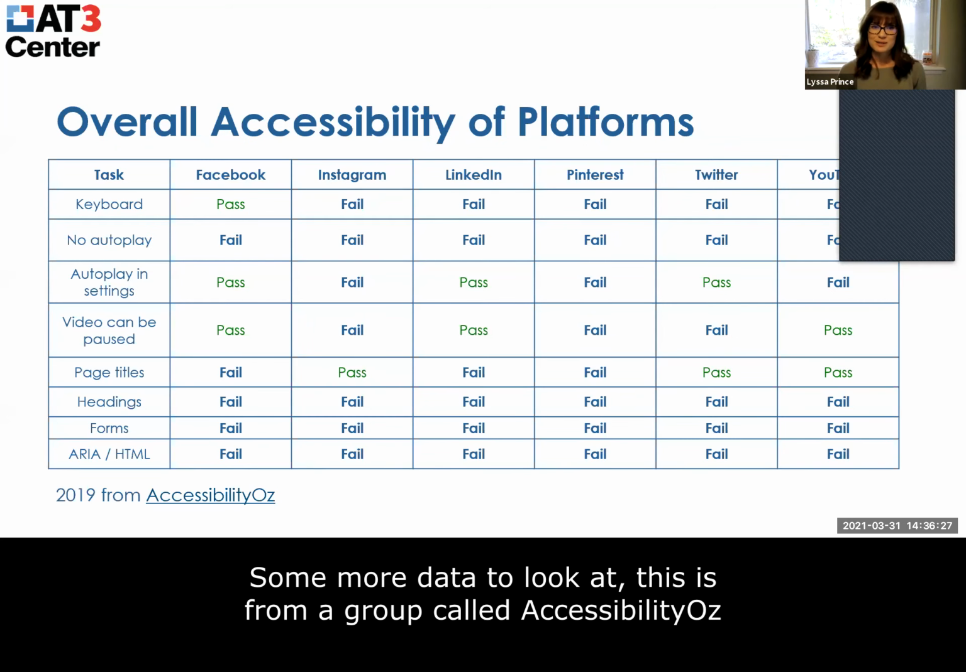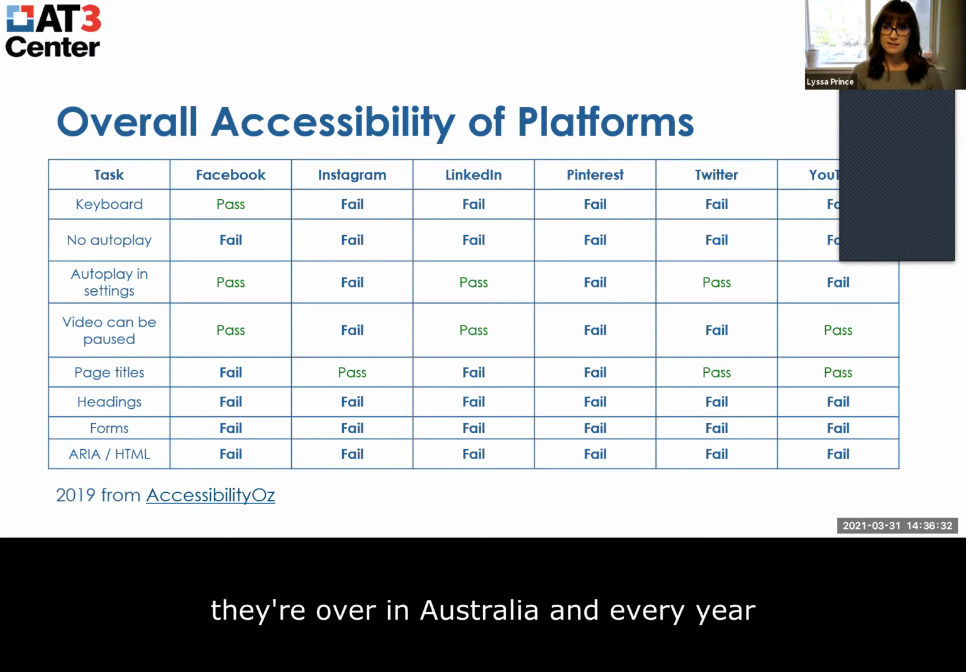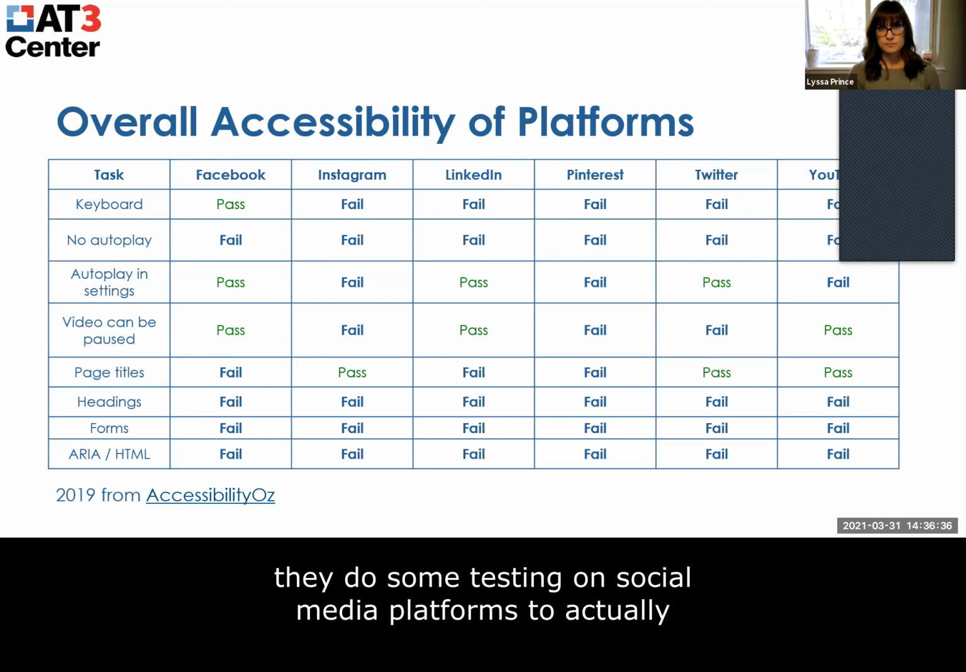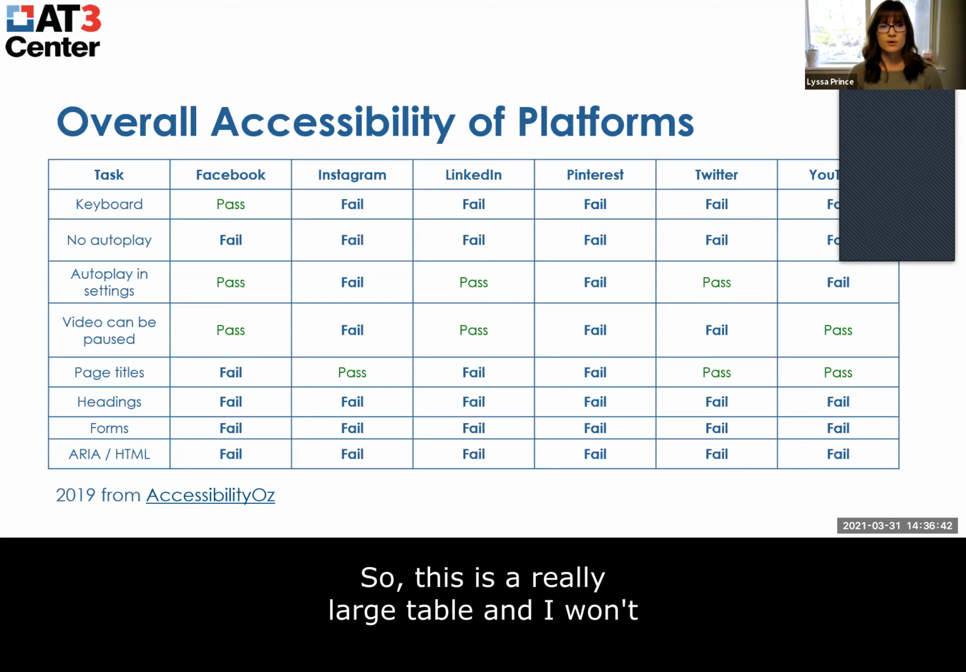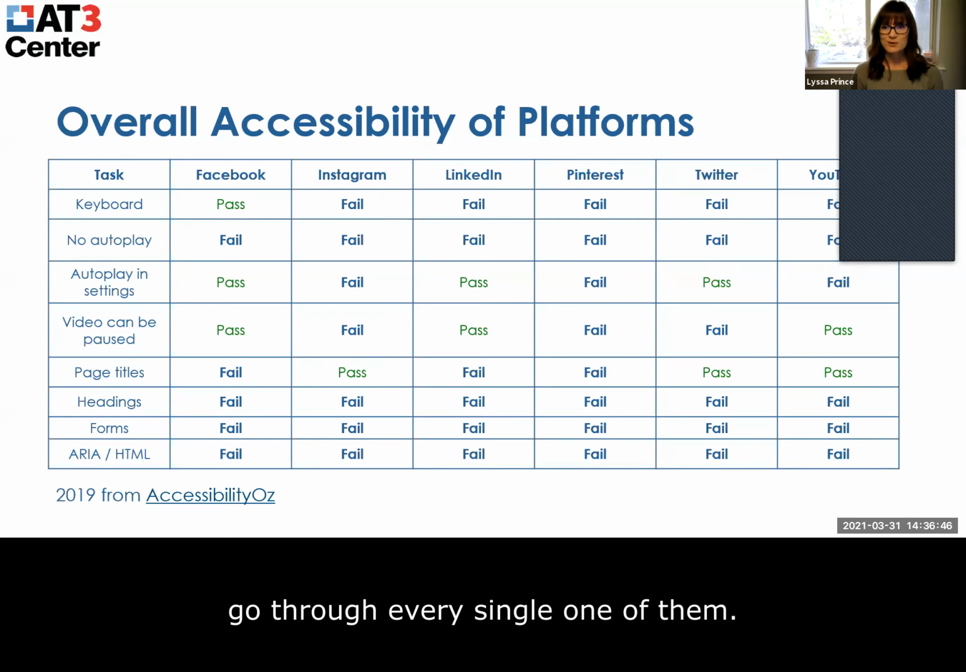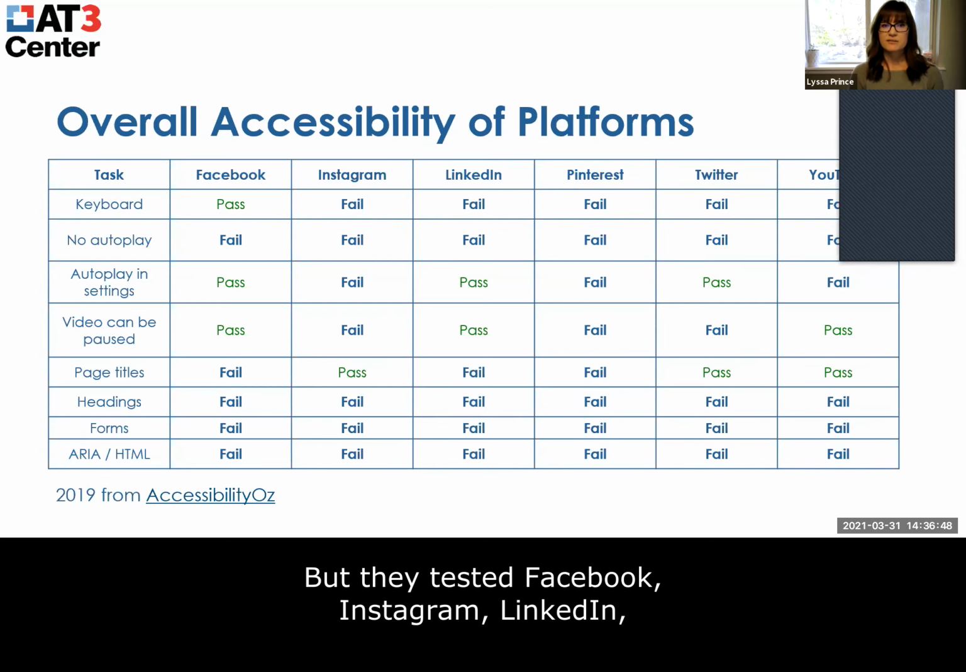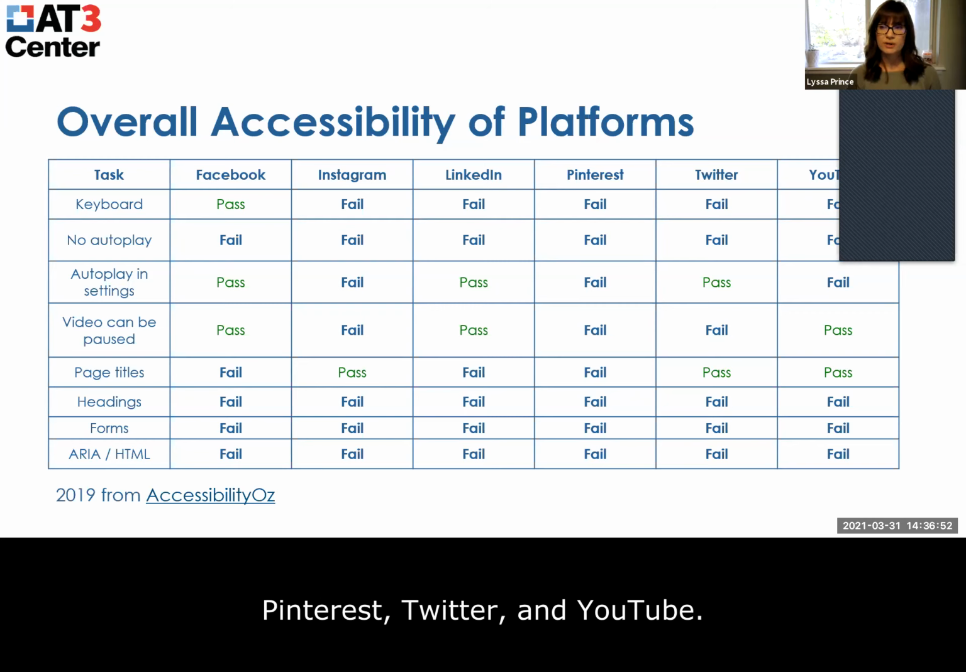Some more data to look at. This is from a group called Accessibility Oz. They're over in Australia, and every year they do some testing on social media platforms to actually rate the overall accessibility of these platforms. So this is a really large table, and I won't go through every single one of them, but they tested Facebook, Instagram, LinkedIn, Pinterest, Twitter, and YouTube.